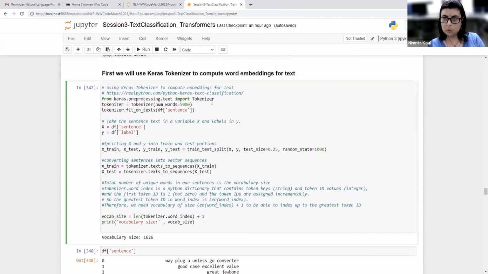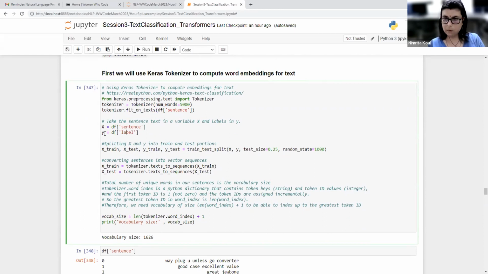So I have imported the tokenizer module from Keras preprocessing. We are fitting it on our sentences. This is the df sentence column, the original column of our data set, which has not yet been converted into numbers. The tokenizer module has the purpose of converting your text into numbers. Then we just take the sentences and labels in two different variables.